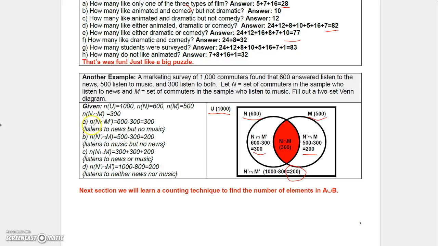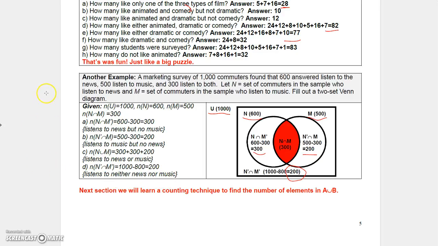You can answer any questions that are asked. And so, like if you want to know, there's 300 that listen to news but not music. There's 200 that listen to music but not news. There's 800 that listen to news or music. And then there's 200 that listen to neither news nor music.